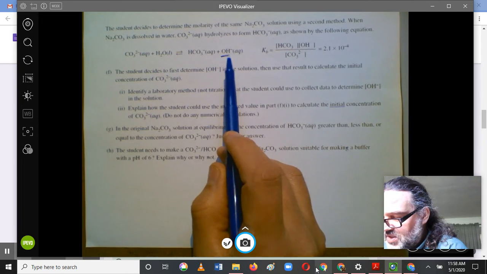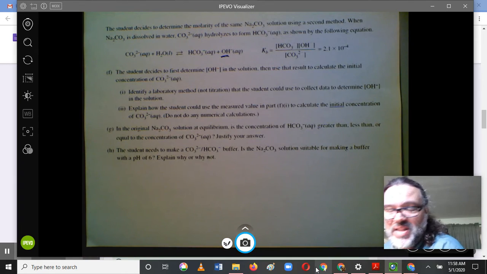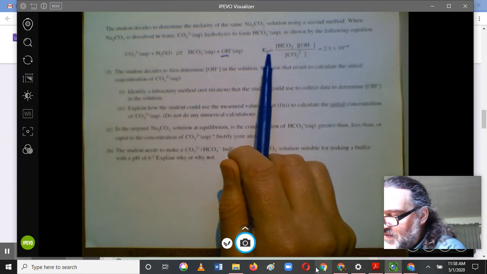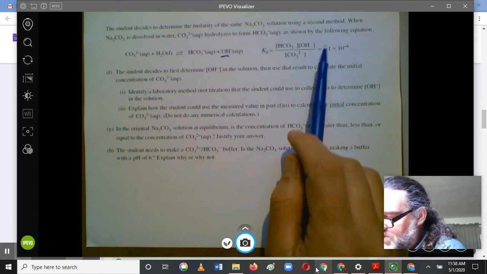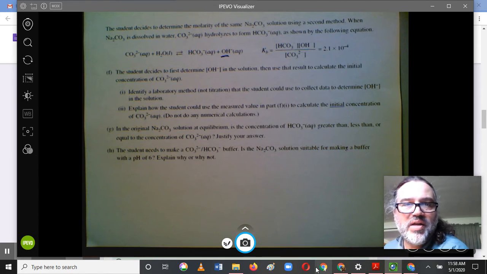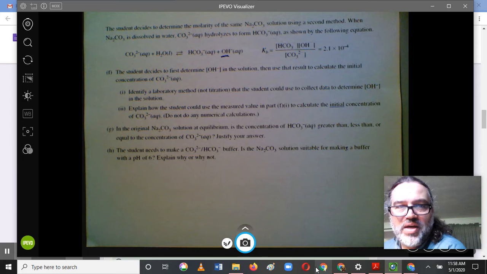This is a basic salt because the pH will be greater than 7 when that's present. So the Kb for that is obviously reactants over products. And notice it's a very small number, 2.1 times 10 to the negative 4th. The student decides to first determine the OH of the solution, then use the result to calculate the initial concentration. This is going to be a mathy way of doing what we just did, but it's possible.